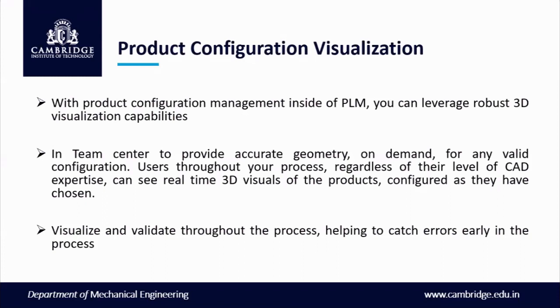Next, to provide accurate geometry and demand for any configuration throughout your process, regardless of the level of CAD expertise, you can see real-time 3D visuals of the product as configured and chosen. This shows the exact picture of the various configurations and the best way to choose. Every possibility gives you different options, because if one option is not working, it can be diverted or converted into a different set of options in terms of 3D visualization of the product.